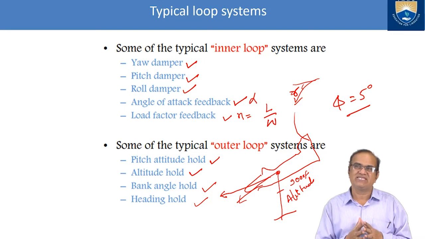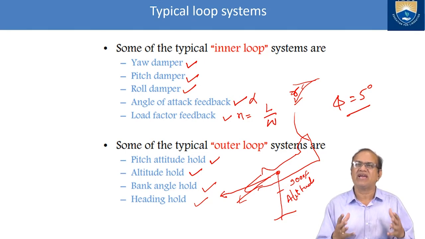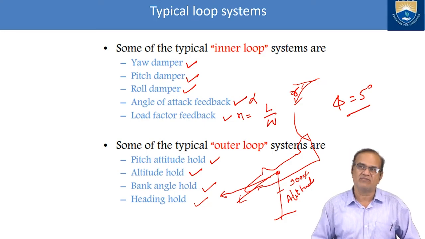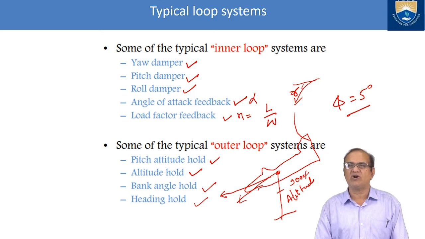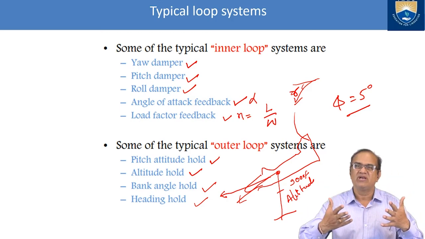Inner loop contains yaw damper, pitch damper, and the roll damper, angle of attack feedback, and the load factor feedback. These are the five items which are part of the inner loop. But once we talk about the outer loop, it is the secondary.